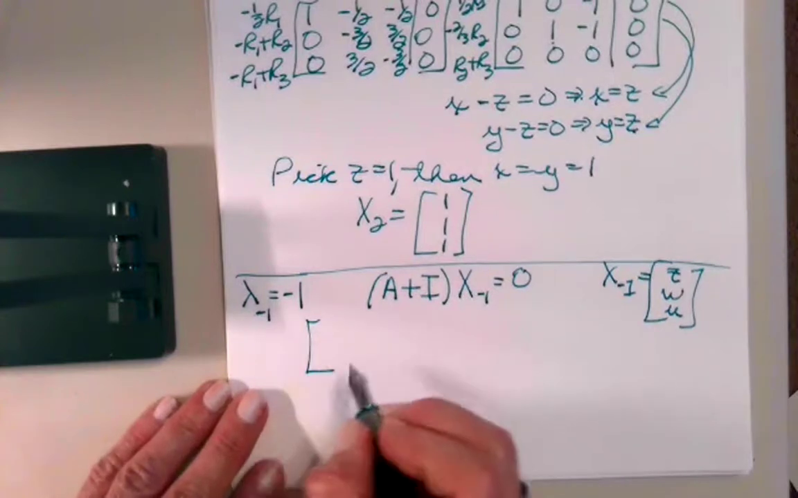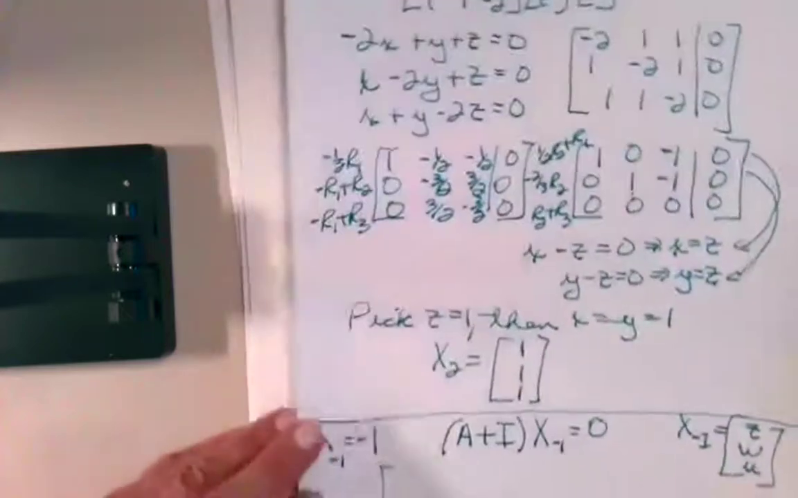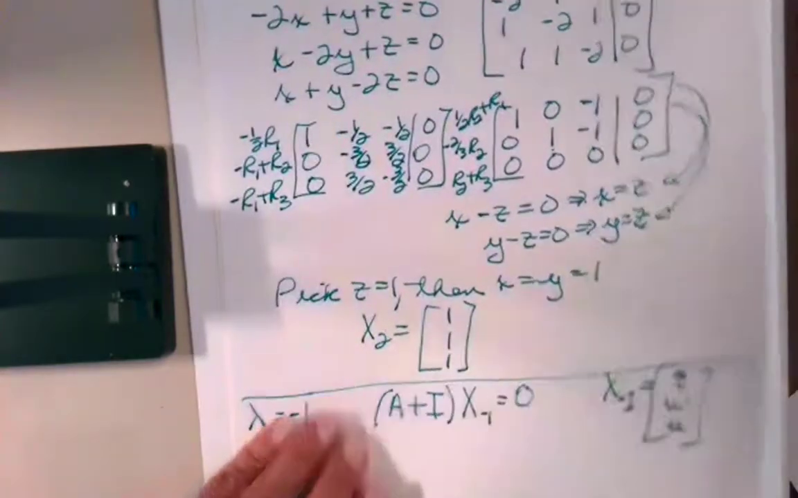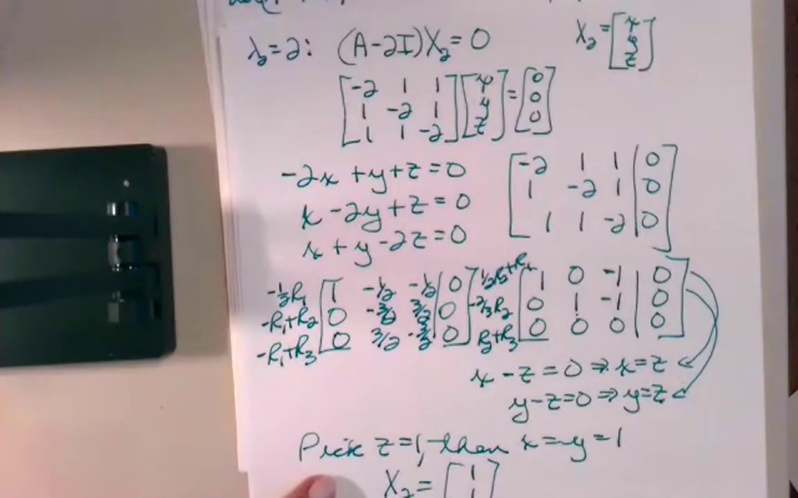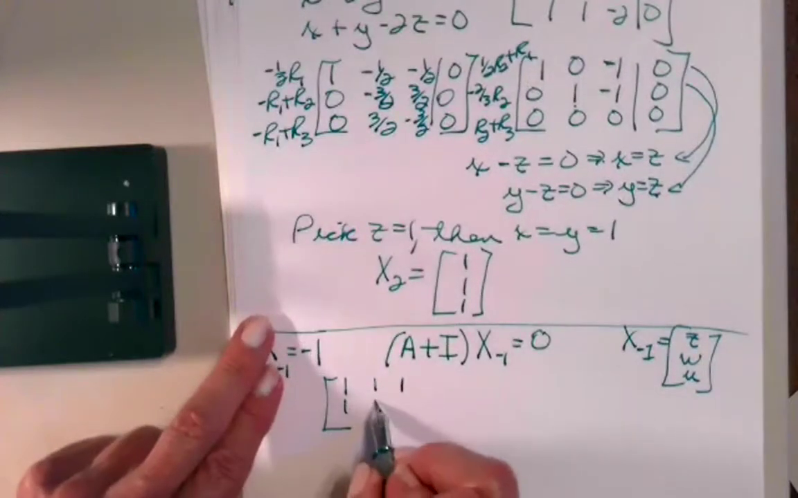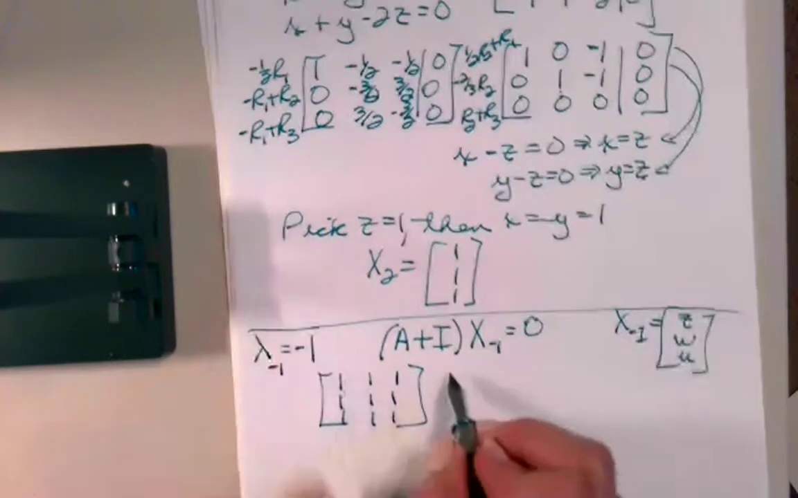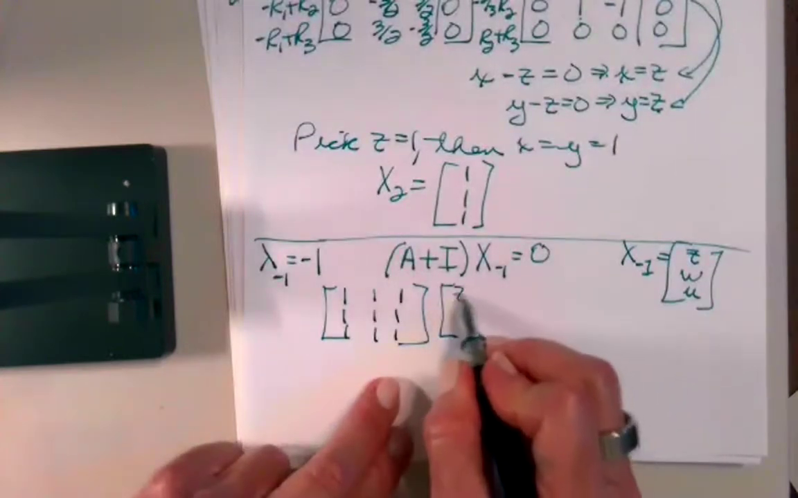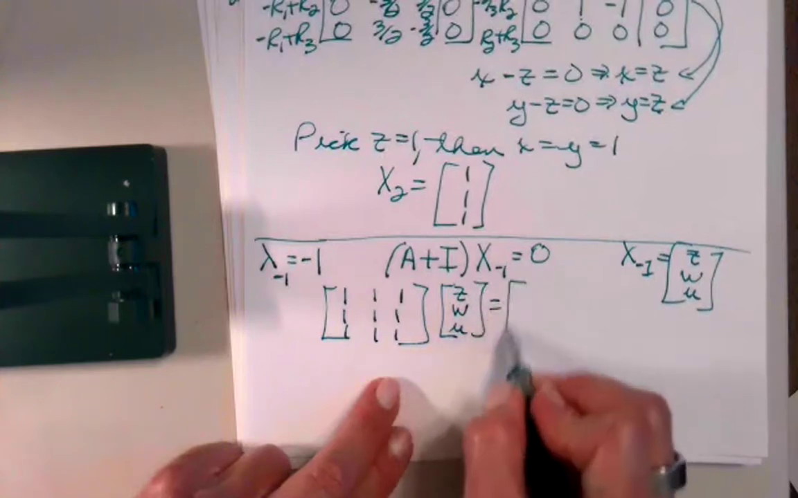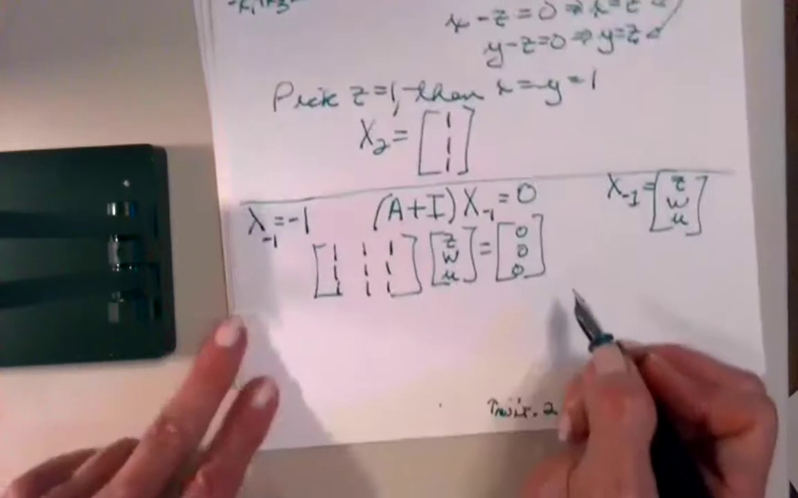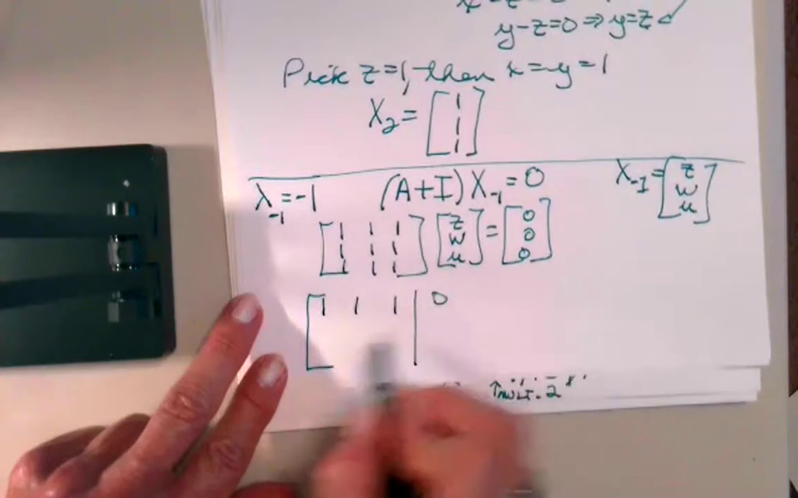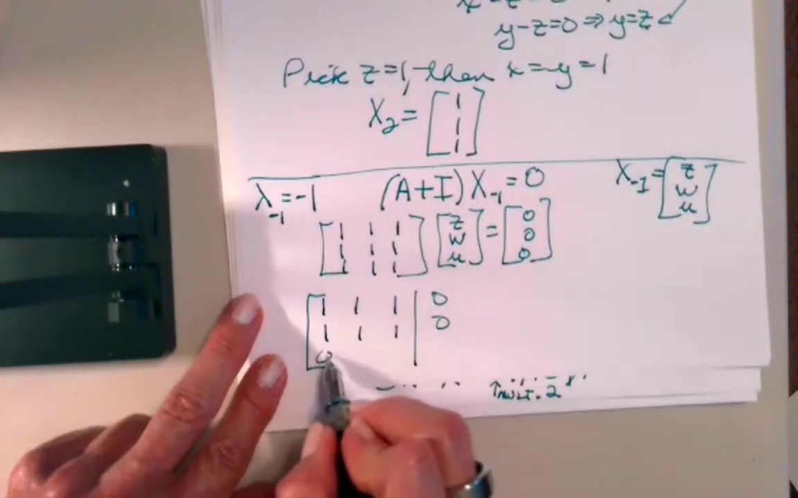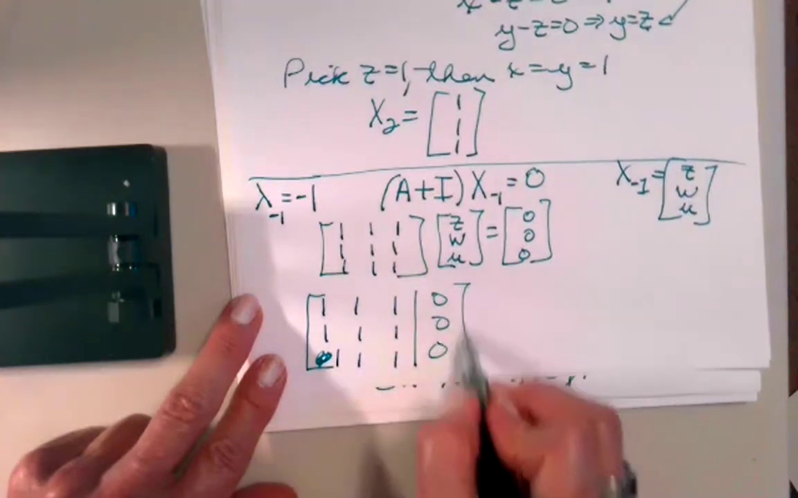So when you take A and you add the identity to it, let's look at A again. Where did my A go? It's my page with A. So I add the identity to this matrix. That's going to give me 1, 1, 1, 1, 1, 1, 1, 1, 1 times z, w, u equals 0, 0, 0. So that gives me 3 equations and 3 unknowns. I'll let you write that out. And then you have to solve them simultaneously, which means you have to work with this system.